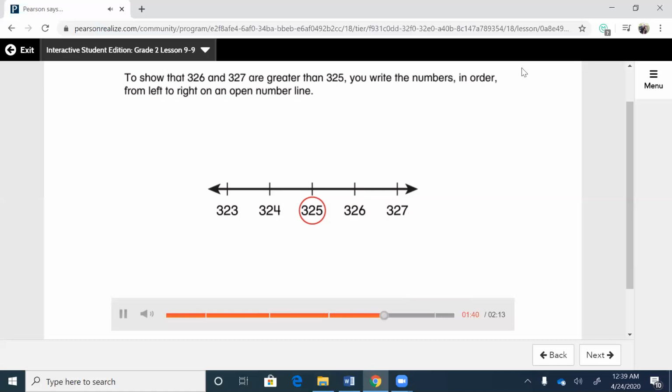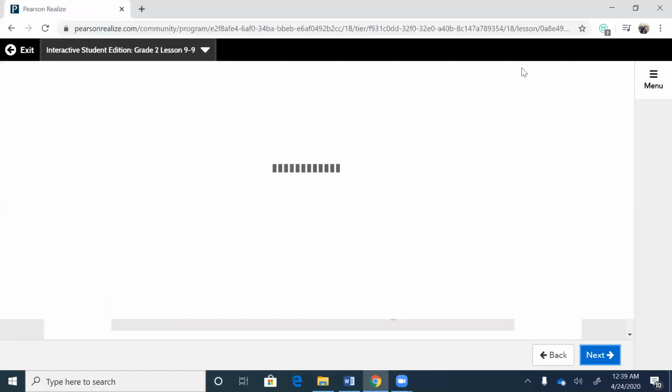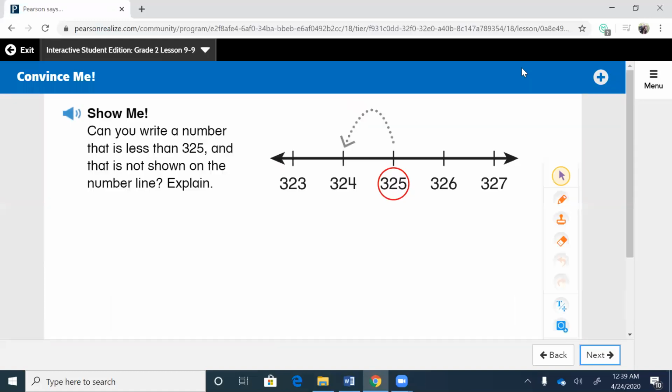You write the numbers in order from left to right. And here it's saying that we can find our own numbers that are greater than or less than a given set of numbers. Just like on the solve and share, it was an open number line and I made up the numbers, and that's what we're going to be doing today. All right, we're going to do this during our Zoom meeting.